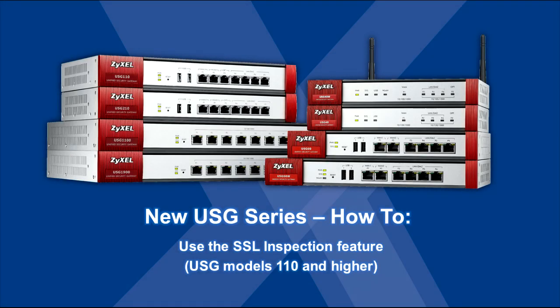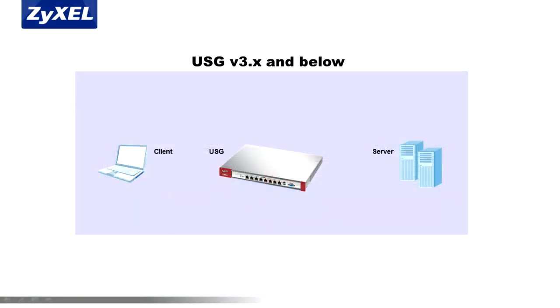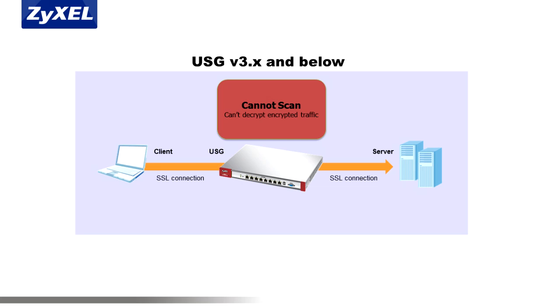In this USG how-to video, we'll discuss SSL inspection, a powerful tool to allow security enforcement on traffic encrypted by local hosts. SSL inspection is supported on USG models 110 and higher. With the previous USG series appliances, content filtering, application patrol, and other services worked only on non-encrypted traffic. In other words, SSL pages using HTTPS, like Facebook, Dropbox, and so forth, would not be able to be scanned by the USG, making a security loophole that could be exploited by malicious activity or programs.